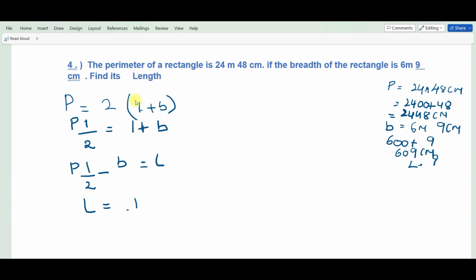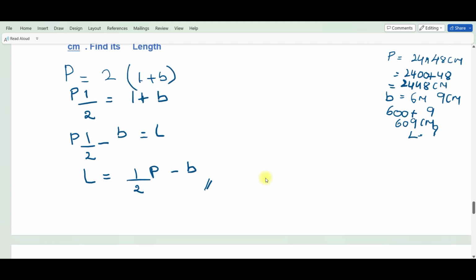So I can write this as 1 by 2 P minus breadth. So this is the formula when you have to find a breadth. Sorry, when you have to find a length. That is, length of a rectangle would be 1 by 2 perimeter minus B. Now let us substitute the values which we have, because we know what is the perimeter and what is the breadth. So simply solving this, length of my rectangle would be half, and I know the perimeter, that is 2448, and I also know the breadth, that is 609.